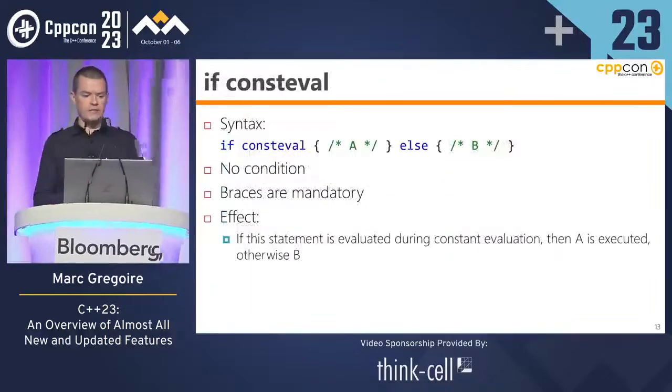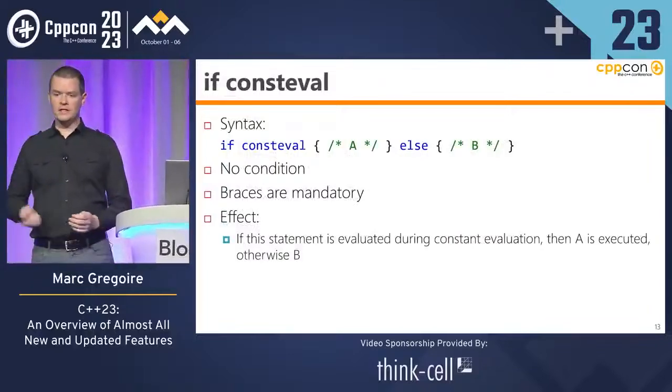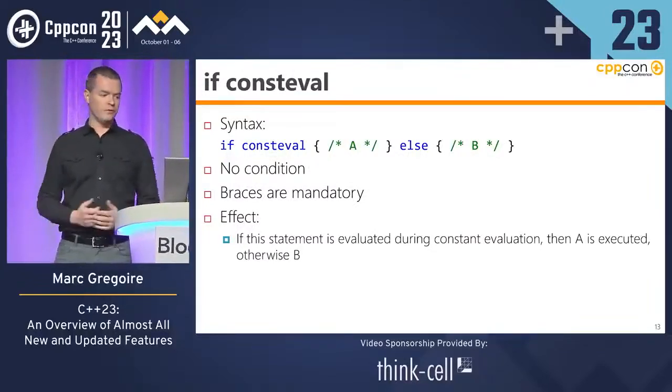Next one, if consteval. What is the syntax? It's straightforward. You just write if consteval A, else B. As you can see, there is no condition. It's just if consteval.